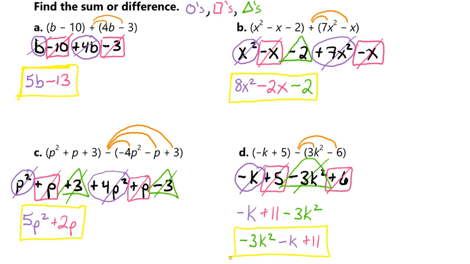So that's how you can find the sum and difference of polynomials. Sometimes I like to call it circles, squares, and triangles because it helps me remember what I need to do. And you might like that too.